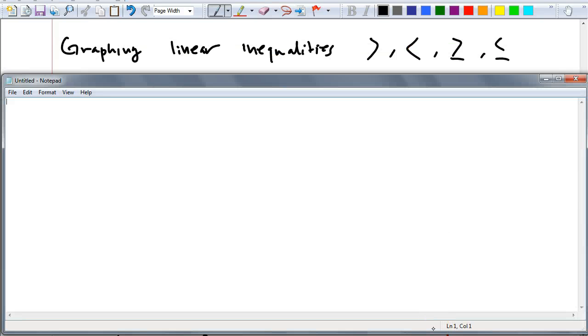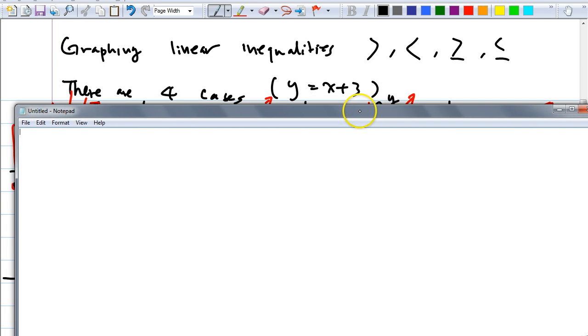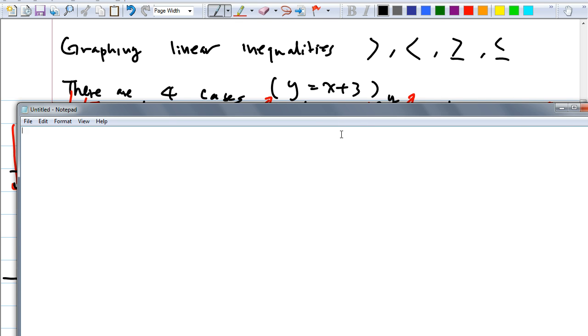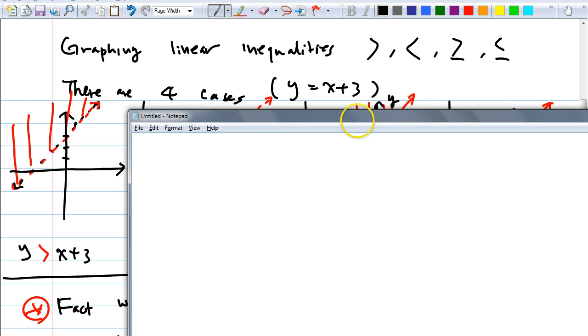Graphing linear inequalities. Instead of an equal sign, you have greater than or less than, or greater than or equal to, less than or equal to, these inequalities. How many symbols do we have for these inequalities? You have 4. So we have 4 cases to think about. First case looks something like this.